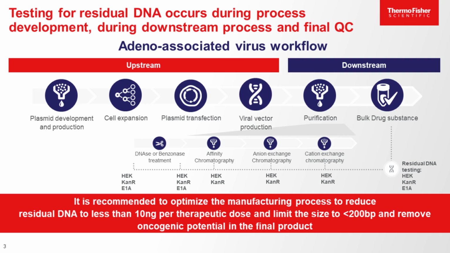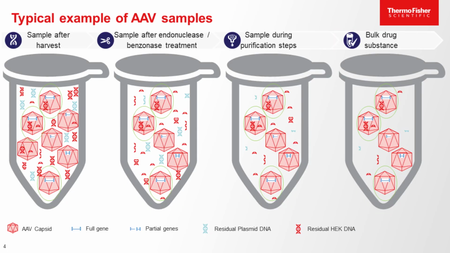And then the other assays to quantitate the residual DNA, host cell, and plasmid are typically used throughout that entire downstream process to ensure proper removal, proper performance of the purification process. So that includes our HEC assay, our CAN-R assay typically. So now let's take a look at a typical sample.